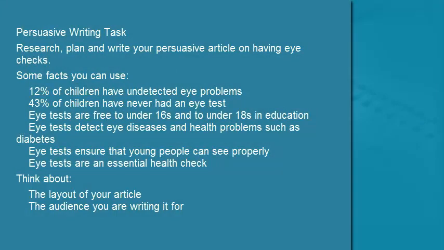Persuasive writing task. Research, plan and write your persuasive article on having eye checks. Some facts you can use. 12% of children have undetected eye problems. 43% of children have never had an eye test. Eye tests are free to under 16s and to under 18s in education. Eye tests detect eye diseases and health problems such as diabetes. Eye tests ensure that young people can see properly. Eye tests are an essential health check. Think about the layout of your article, the audience you are writing it for.